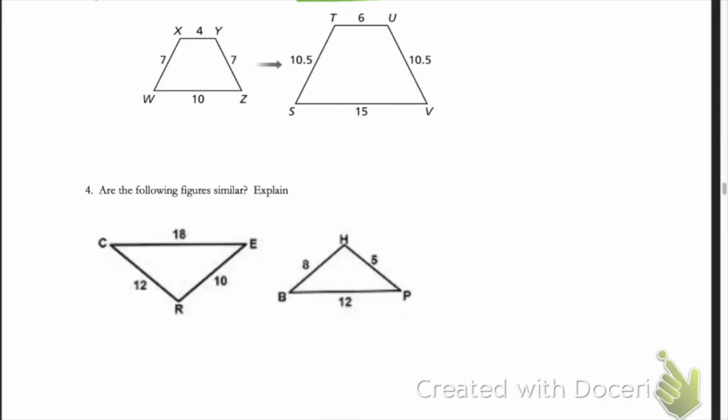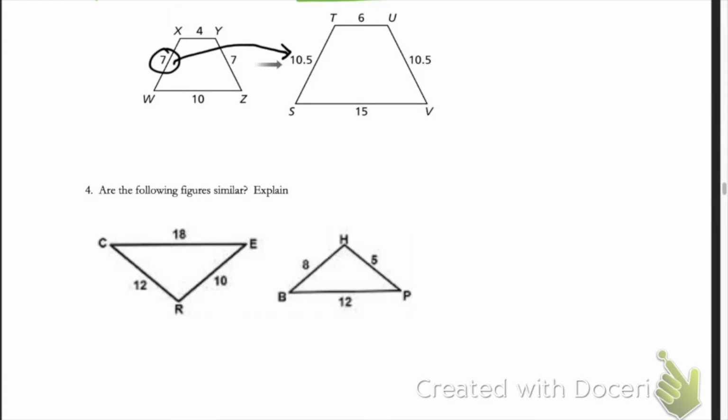Number 3, the following polygons are similar. Write a similarity statement for the 2 figures. In order to write this similarity statement, we need to know which side lengths are proportional. Therefore, the corresponding side lengths must be proportional to be similar from the pre-image to the image.